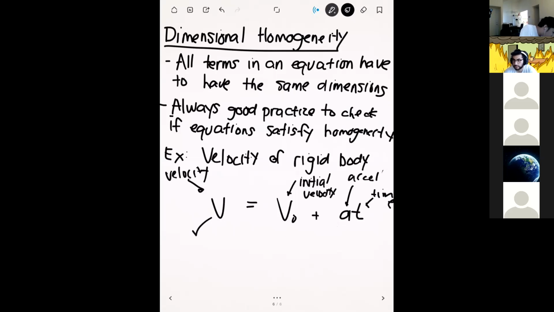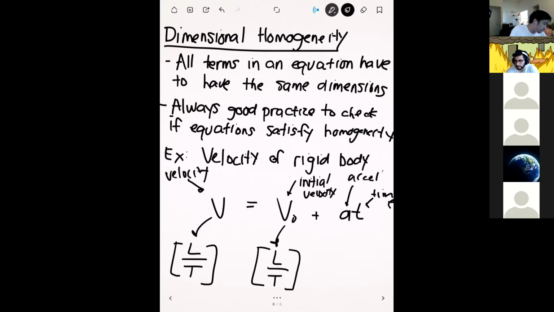Let's check the dimensions for this first term. This is just a straight up velocity, so that's easy to do. The dimensions for this will be length over time, or L T to the minus 1. This v naught is also a velocity, so the dimensions are also going to be L over T.